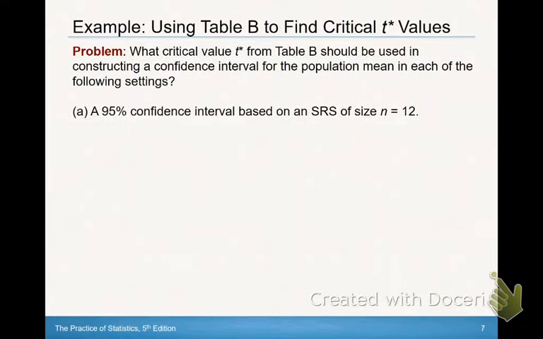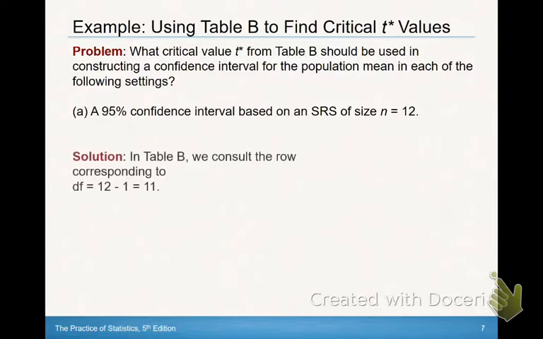So here we go. What's the critical value t star from table B that should be used in constructing a confidence interval for the population mean in each of the following settings? So first we want a 95% confidence interval based on an SRS of size n equals 12. Well, you know that 95% means there's 5% remaining. So first we have to figure out what percent we would have in one of our tails. So there's 5% remaining, which means there's 2.5% left on each tail.